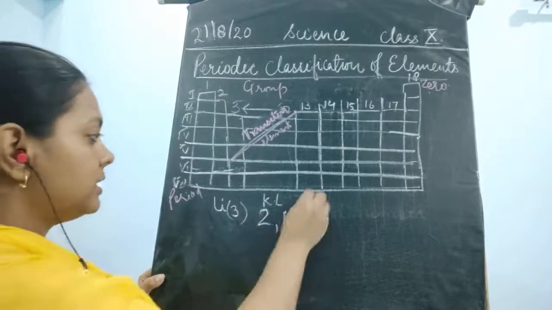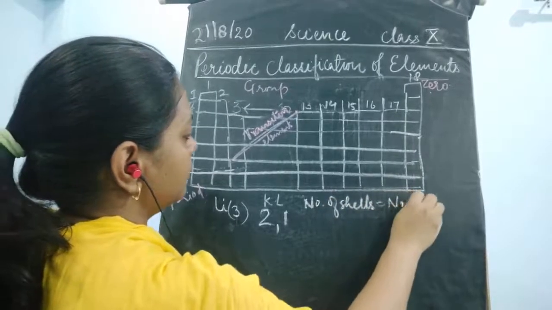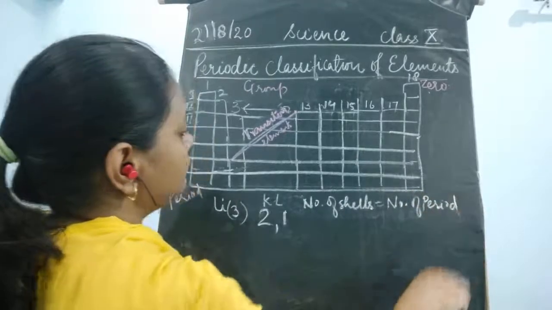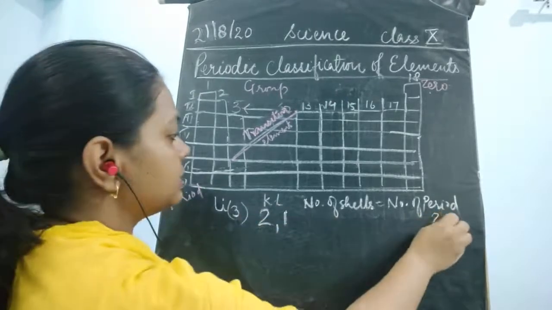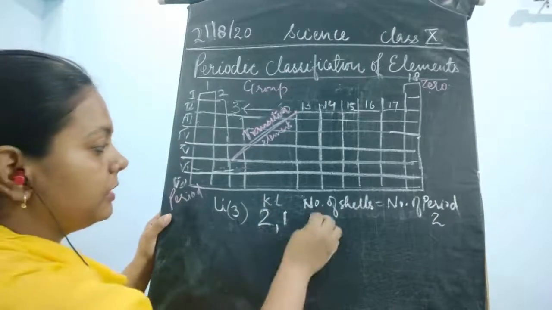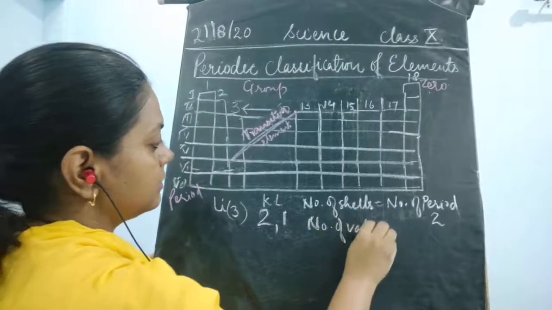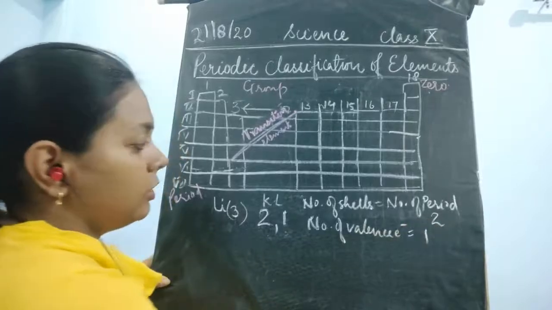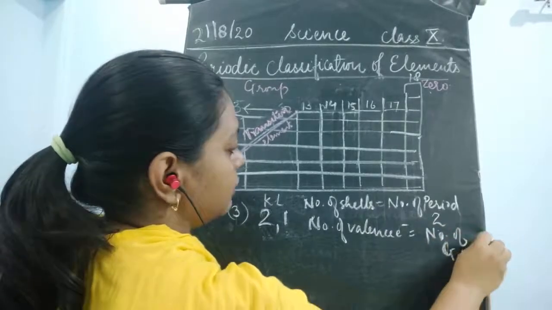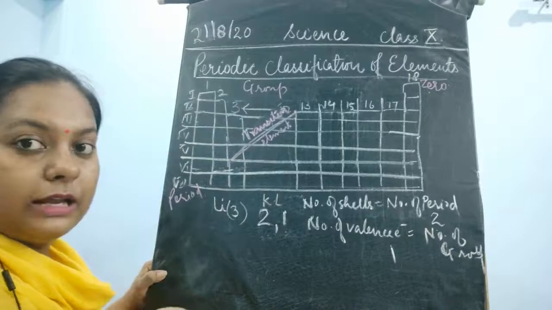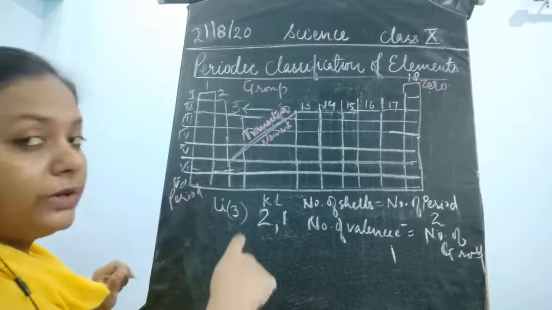It means it has how many shells? The number of shells is equal to the number of horizontal rows, which is called the period number. Here, how many shells are there? 1 and 2. Two shells are there, so it is going to be in the second period. And what about the group number? The group number means the number of valence electrons. So the number of valence electrons is equal to 1, which is equal to the group number. So what would be the group number? That would be 1.